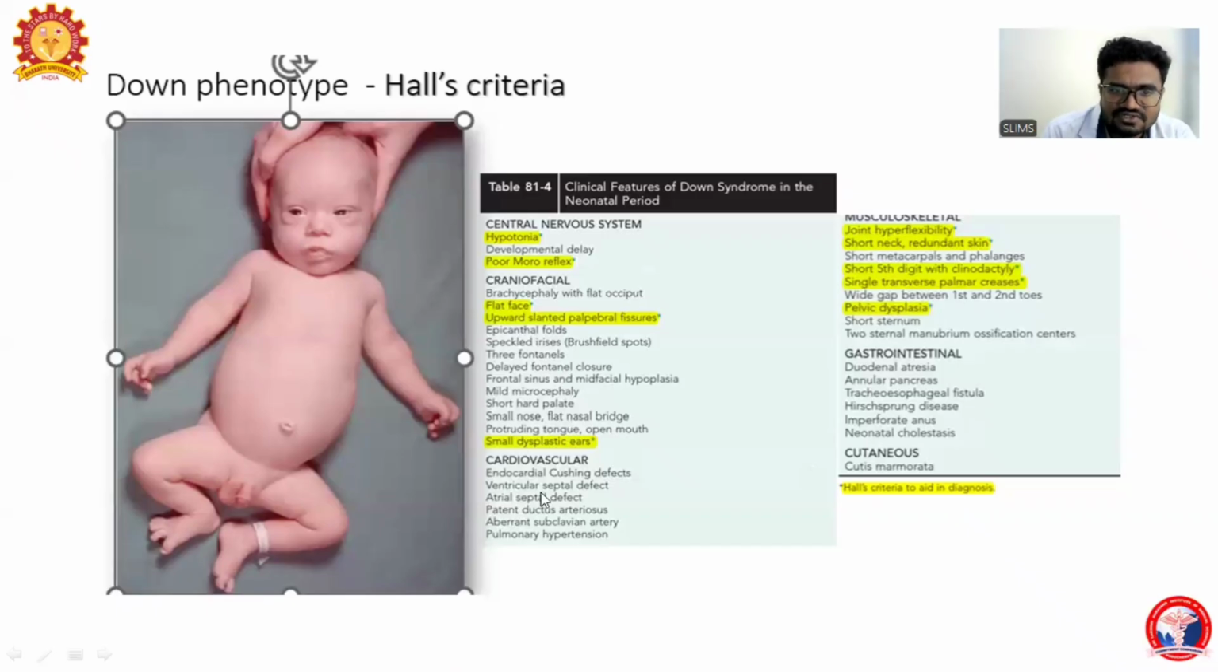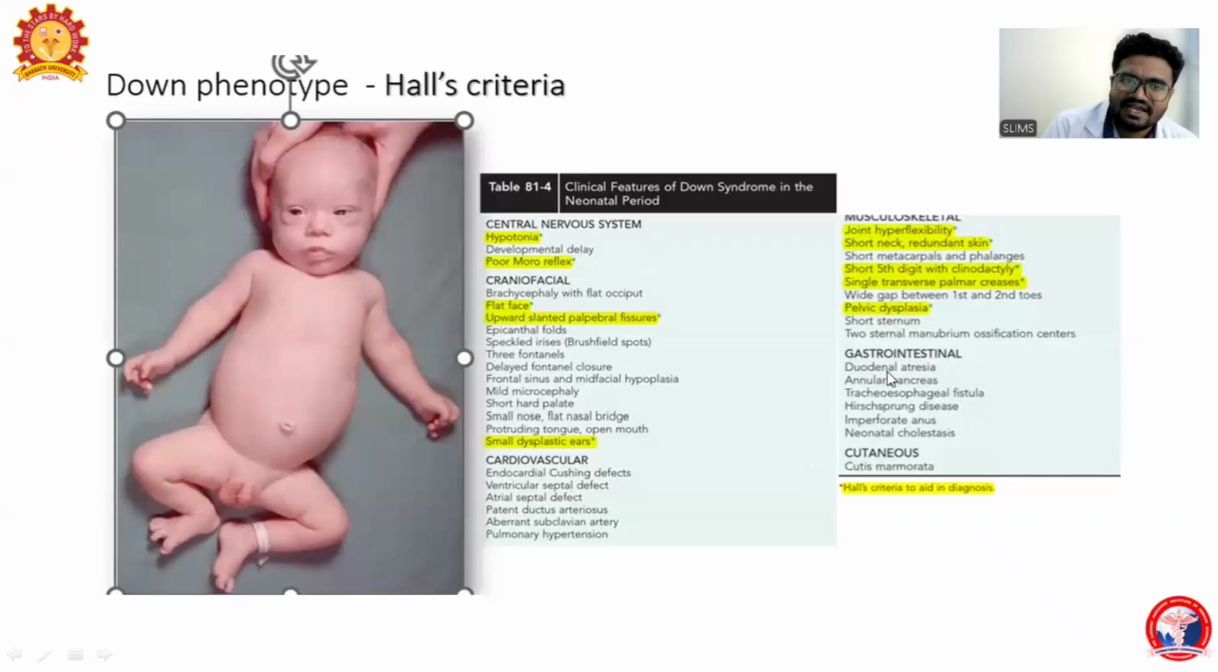having a small nose. The baby will have heart disorders. The common heart disorders, like endocardial cushion defects, patent ductus arteriosus, tetralogy of Fallot, and atrial septal defects, are all identified. And other features, like the baby will have short metacarpals and phalanges of the hands. The sternum is very short.